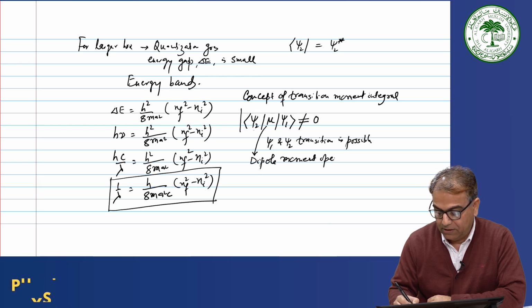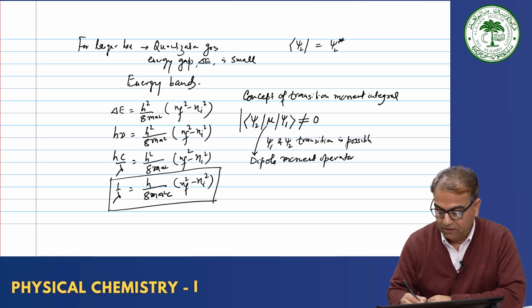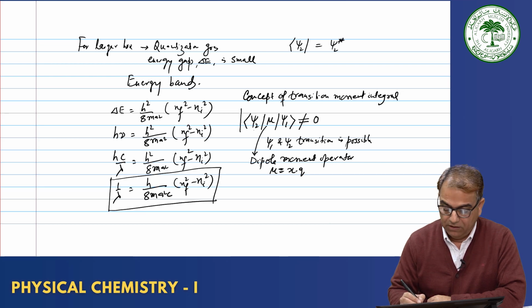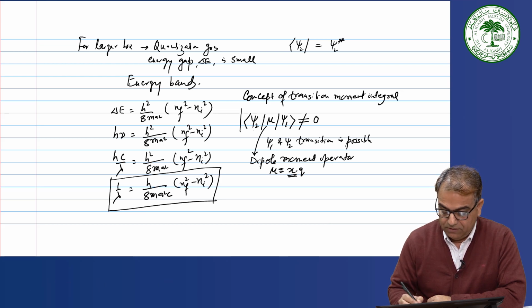Dipole moment operator, which is nothing but multiplying by the dipole moment value, and the dipole moment mu is x into charges, whatever charge you have, charge q into x. So charge into distance between the two poles is the dipole moment, okay.